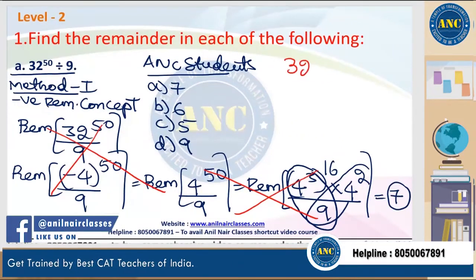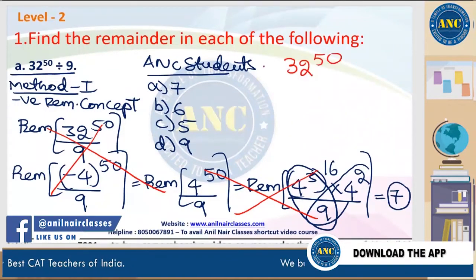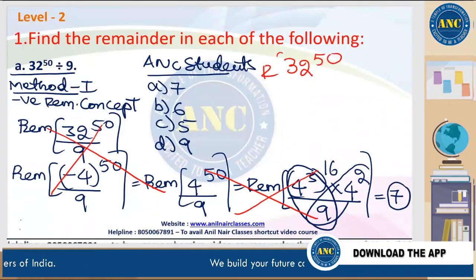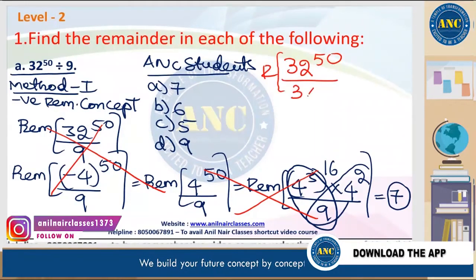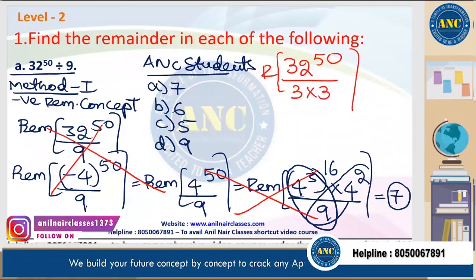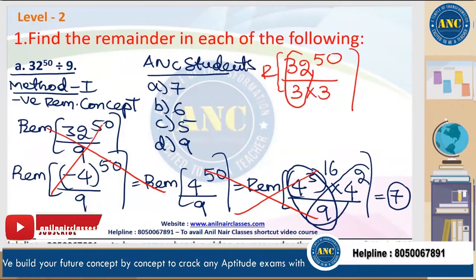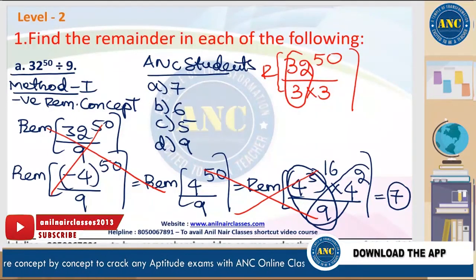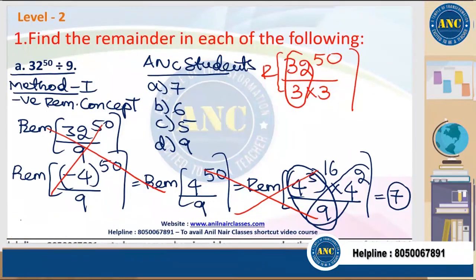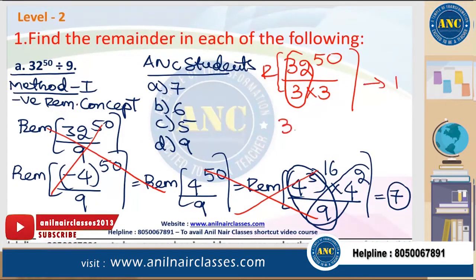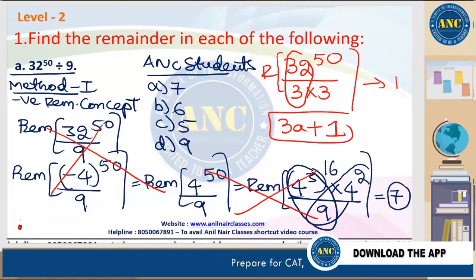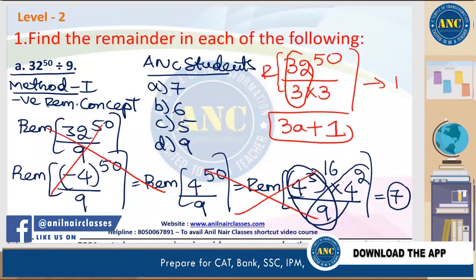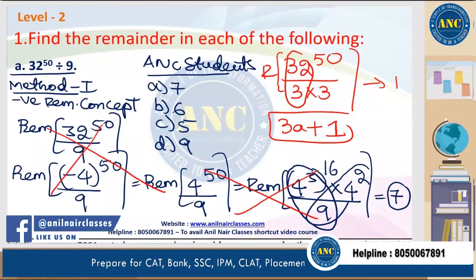If Anil Nair classes enrolled students are solving it, how you should solve it: 9 is nothing but 3 into 3. 3 11s are 33, 33 is minus 1. Minus 1 power even is plus 1. That means the answer when divided by 3 should give a remainder 1.